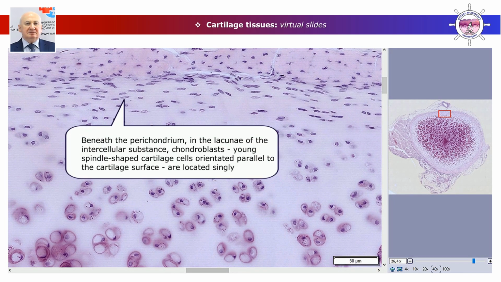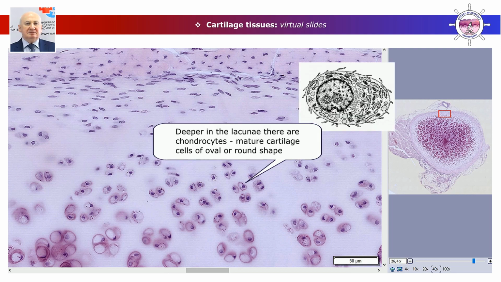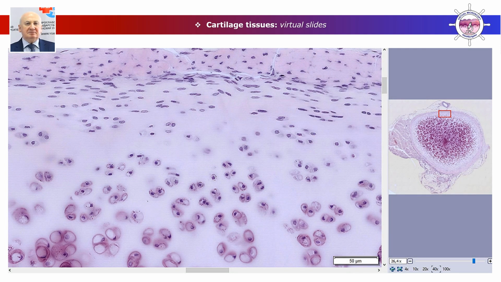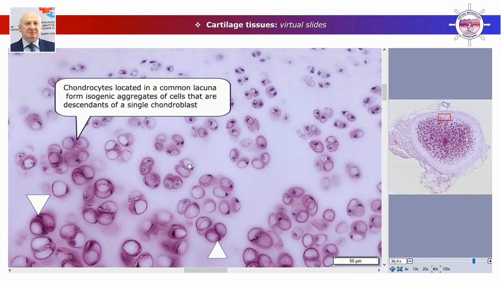Beneath the perichondrium, in the lacunae of the intercellular substance, chondroblasts, young spindle-shaped cartilage cells orientated parallel to the cartilage surface, are located singly. Deeper in the lacunae there are chondrocytes, mature cartilage cells of oval or round shape. Chondrocytes located in a common lacuna form isogenic aggregates of cells that are descendants of a single chondroblast.